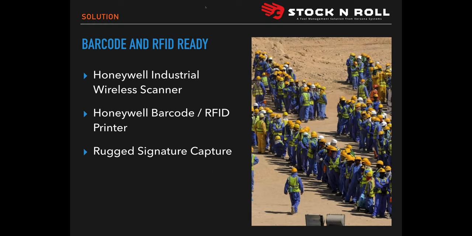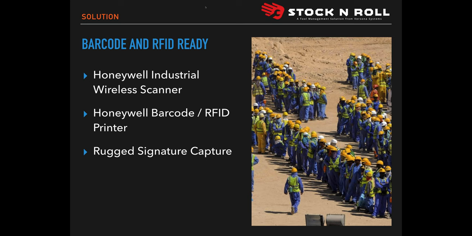To accelerate the process even further, Stock and Roll by Design was built to support barcoding and RFID. So no matter how long the line is for tools, it's going to be fast and efficient. As part of our solution, we offer a package starter kit that includes the Honeywell Industrial Wireless Scanner, a Honeywell barcode printer with media, and the Topaz Rugged Signature Capture Device.